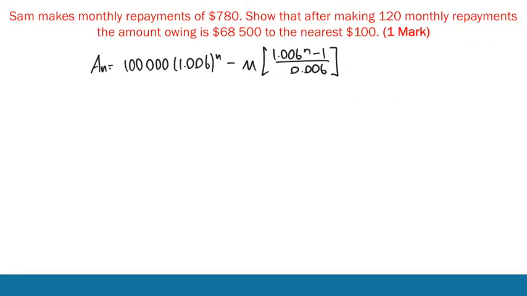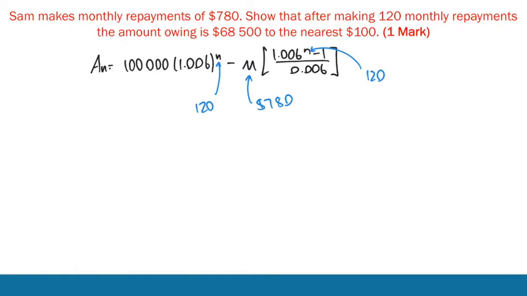Now this next part of the question is actually really easy, and we expect that because it's only worth a mark. We're told that Sam makes monthly repayments of $780. We've been told the value of our M. We're also told that we want it to be shown that after making 120 monthly repayments, the amount owing is $68,500 to the nearest 100. So essentially what we're doing here is we're just letting n equal 120, and we're asked to check that it matches 68,500.